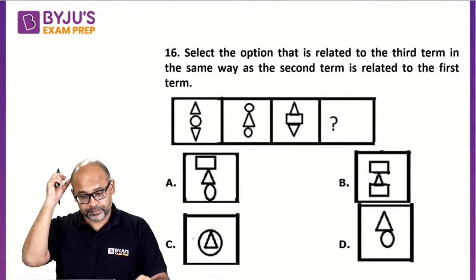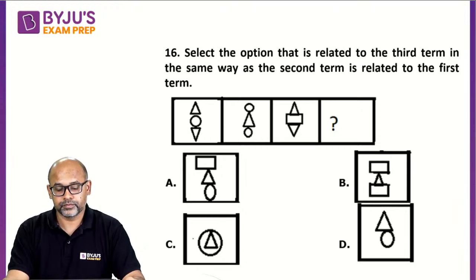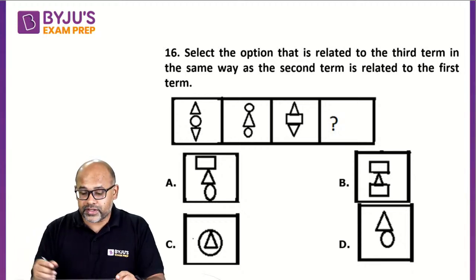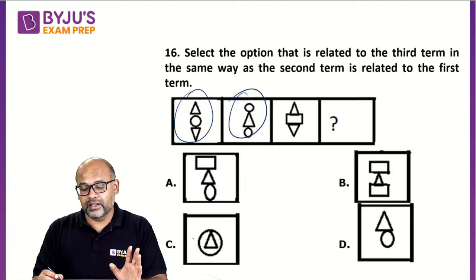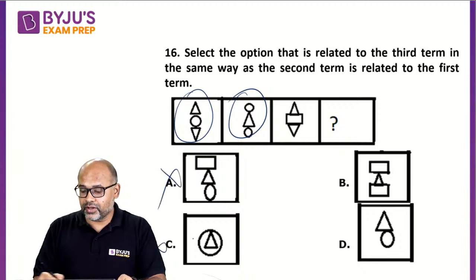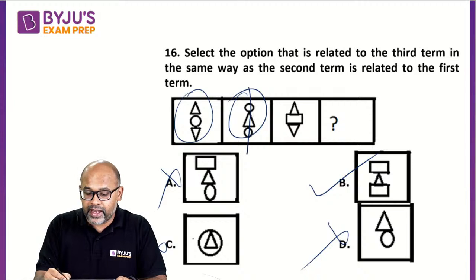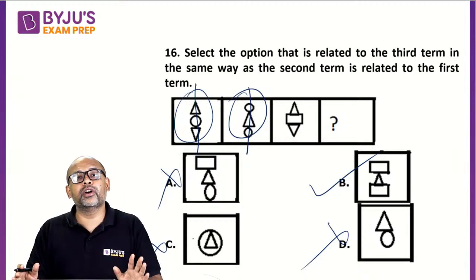16th. Again an easy one. So here, even if you don't know anything, you should say that symmetry and symmetry. Basically it is symmetrical. So this is not correct, this is not correct, this is not correct. Therefore you will be saying B is correct. It is symmetrical along your y-axis. Even if you don't know anything, you can just say that it is symmetrical along your y-axis.